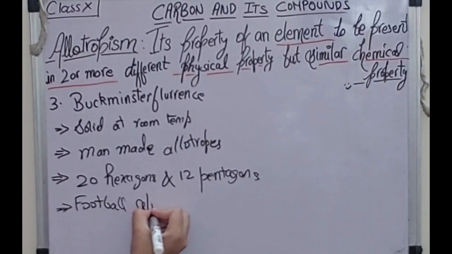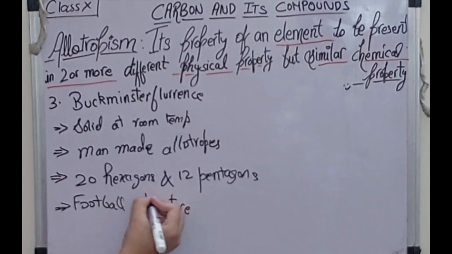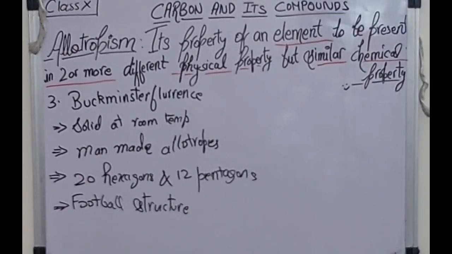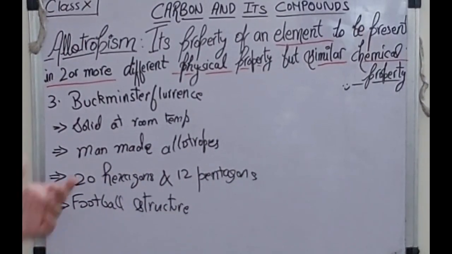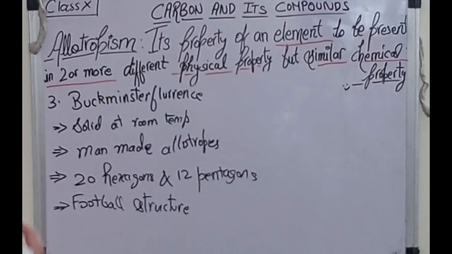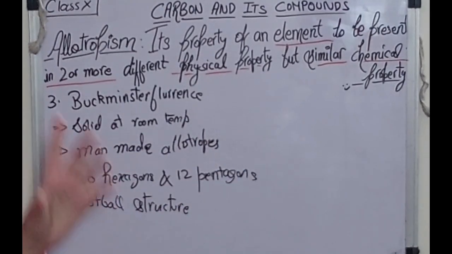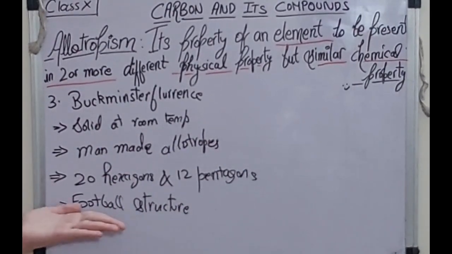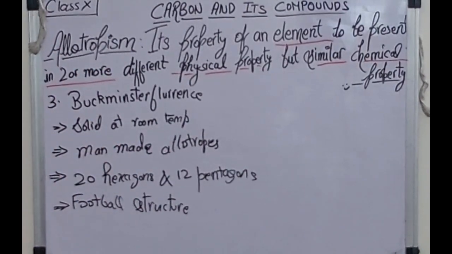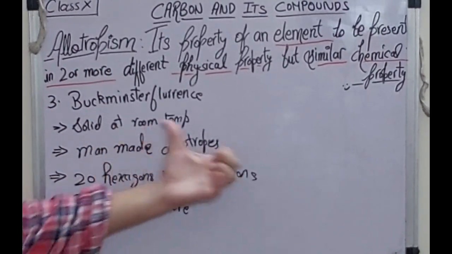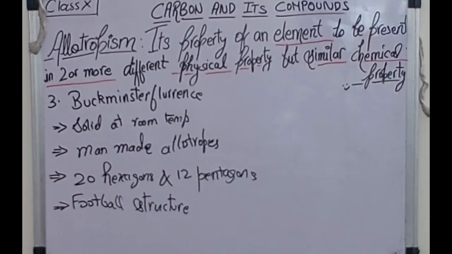As you can refer, again and again I'm saying the same things. You can just check out the diagram in your textbooks. Buckminster fullerene was very recently found, not very recently, but still you can say recently found. It was found after diamond and graphite. It is a dark solid at room temperature. It is a man-made allotrope, nothing natural. It is made up of 20 hexagons and 12 pentagons, and with this structure it actually looks like a football.